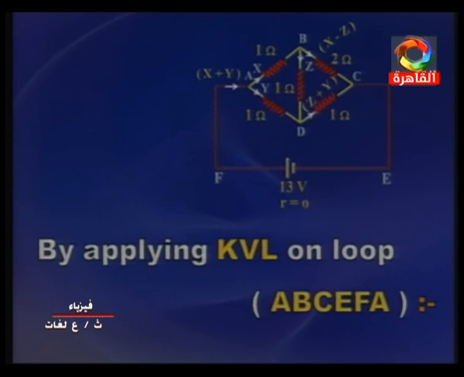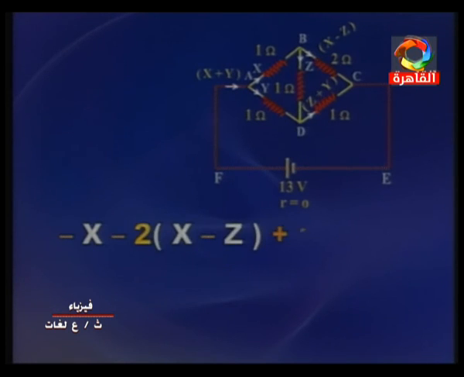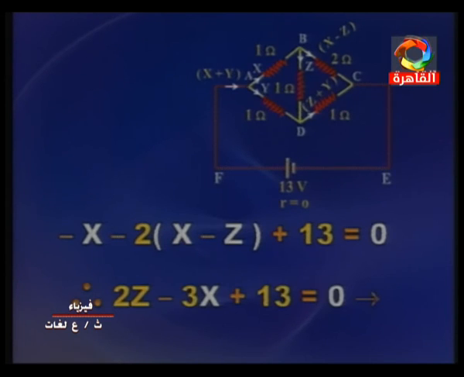By applying Kirchhoff's voltage law on loop A, B, C, E, F, A, we can say minus X minus 2(X minus Z) plus 13 is equal to 0. So we can say 2Z minus 3X plus 13 is equal to 0. This is the second equation.